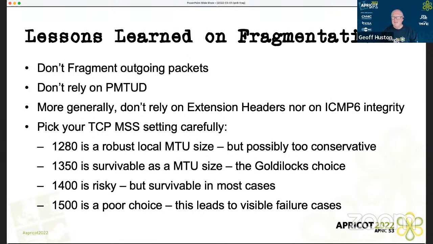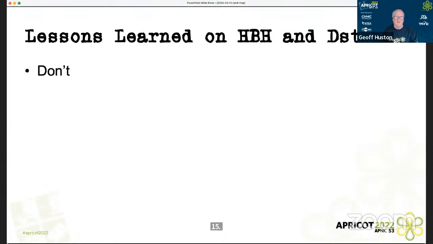1400 octets, 1415, for some reason, and we're not quite sure exactly why, the failure rate rises a fair deal. So bad choice. And what about hop-by-hop and destination headers? Well, the answer is simple. They don't work.